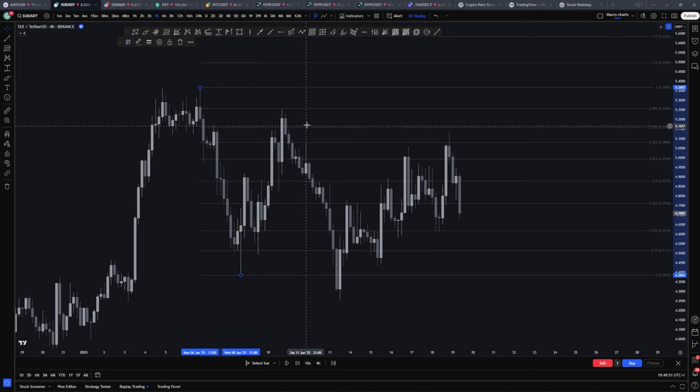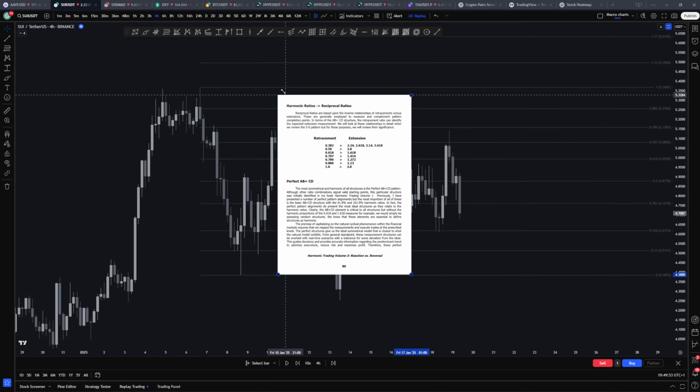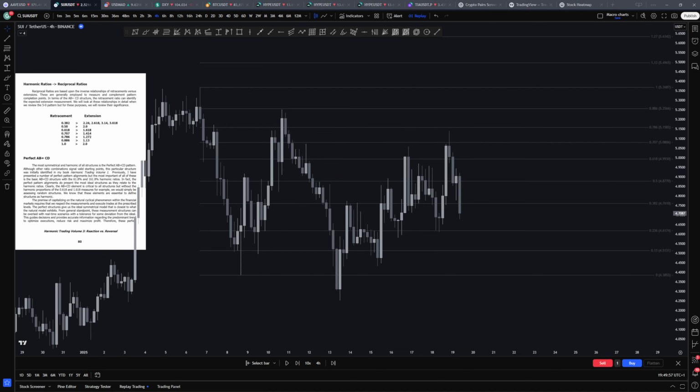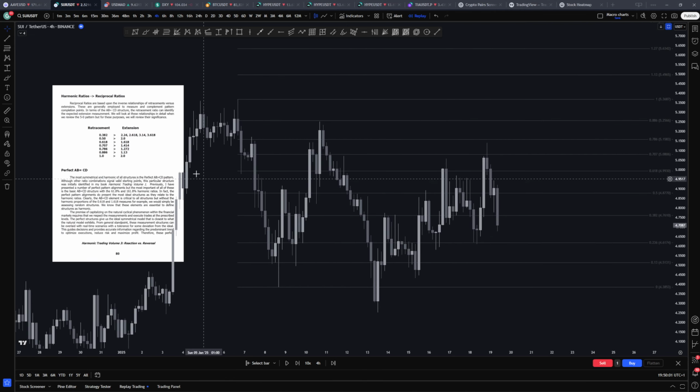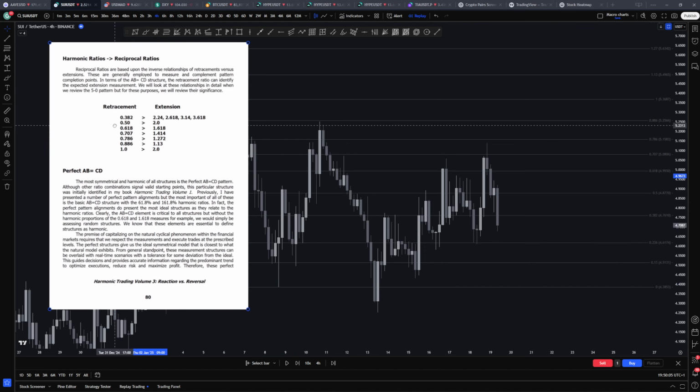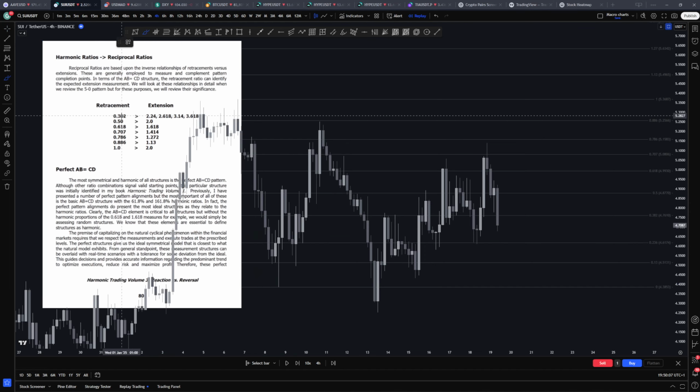So when we look at this little cheat sheet, these are all of the numbers. You don't have to remember all of these off the top of your head. That is absolutely not needed. What you will see, and let me also just share it in here, is this. These ratios at 0.5 have a corresponding extension at 2.0. 0.618 has a 1.618, 0.707, 1 for 1, etc.